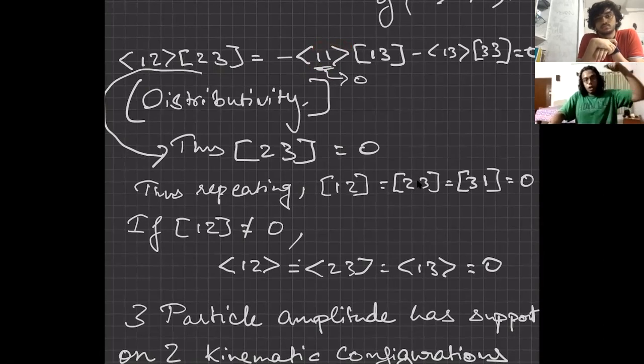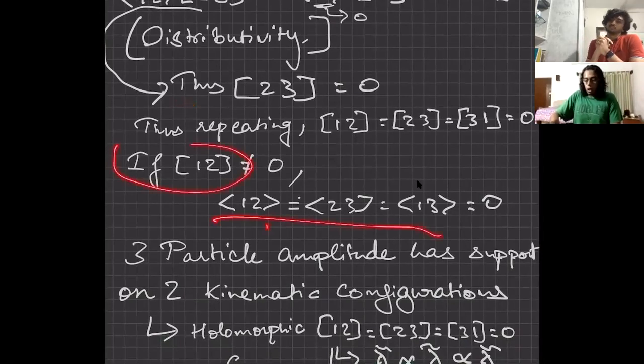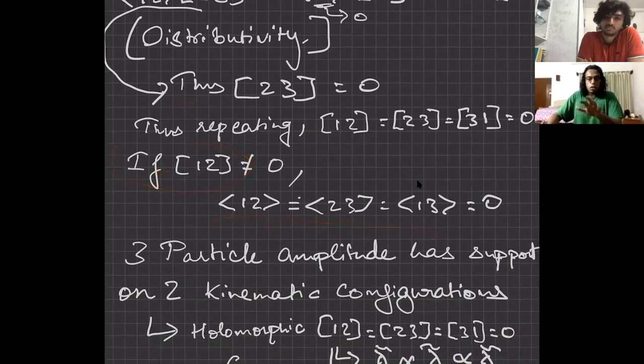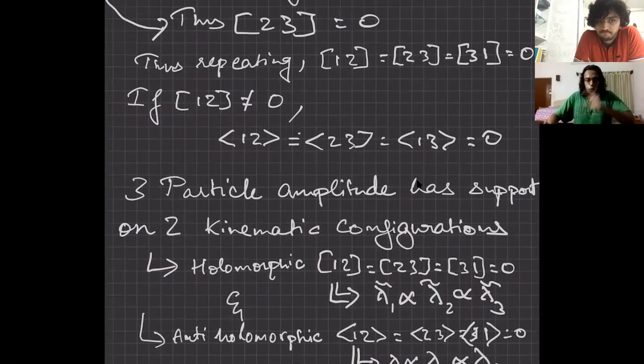So thus you can represent everything as a product of two same indices, and then you have a box, right? So everything is basically zero. Essentially, if the angle bracket is not zero, then the box is zero, and if the box is not zero, then the angles are zero.